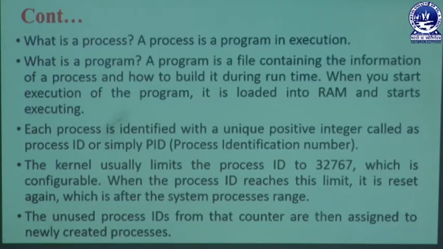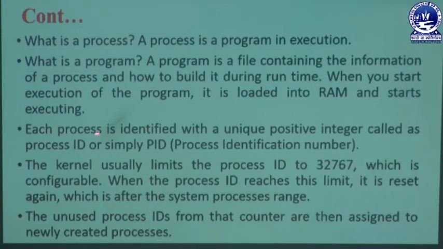We know that each and every process must be identified uniquely with a specific positive integer value. That integer value is denoted as the process ID or PID. Each process is identified by a unique positive integer value, which is called the process ID or simply PID, and the kernel usually limits the process ID to 32767, which is a configurable value.